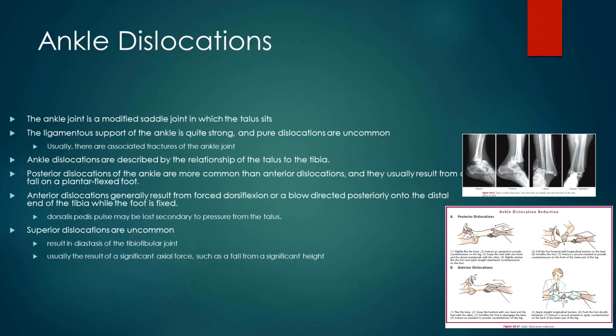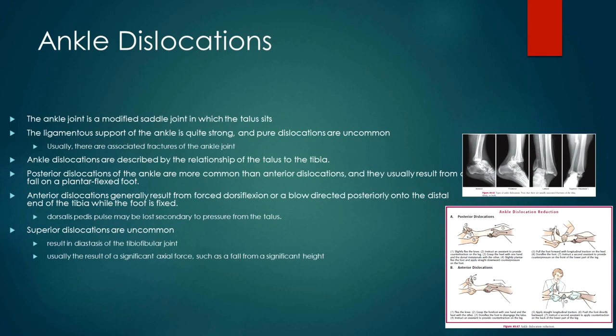Anterior dislocations generally result from forced dorsiflexion or a blow directed posteriorly onto the distal end of the tibia while the foot is flexed. Superior dislocations are uncommon. Because they're uncommon, clinicians should search for concomitant calcaneal or lumbar spine fractures. Lateral dislocations of the ankle are always associated with fractures of the malleoli or distal end of the fibula.